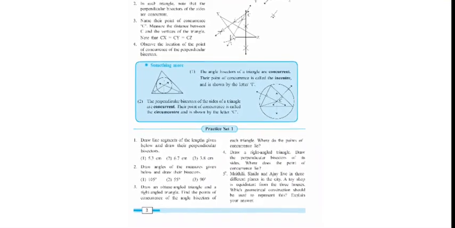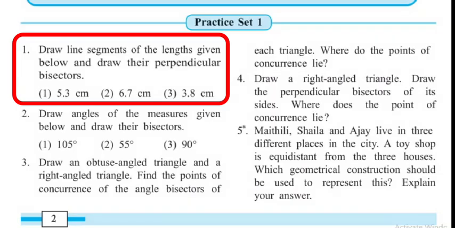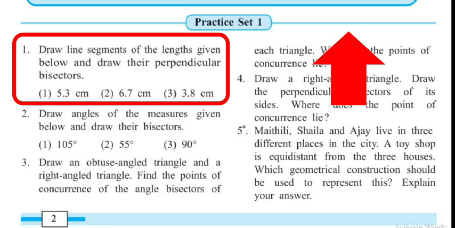Dear students, this is practice set 1. Question 1. Draw line segments of the lengths given below and draw their perpendicular bisector. The given lengths are 5.3 cm, 6.7 cm and 3.8 cm. Complete process of drawing perpendicular bisector is explained in the part 1 of this video. Click on this I button to watch that video.